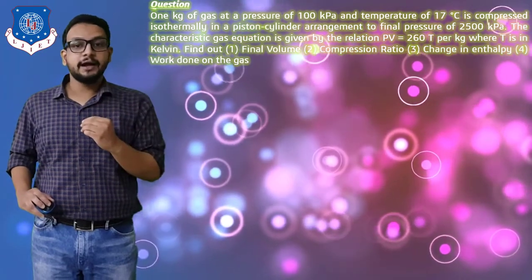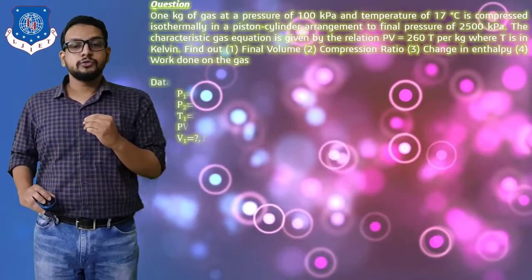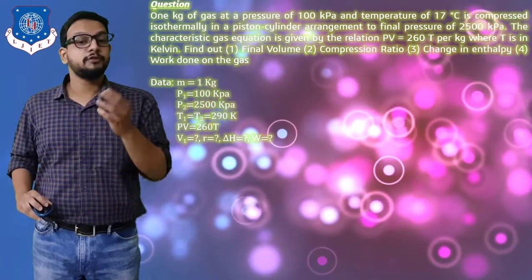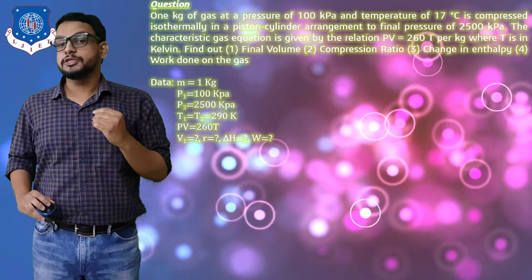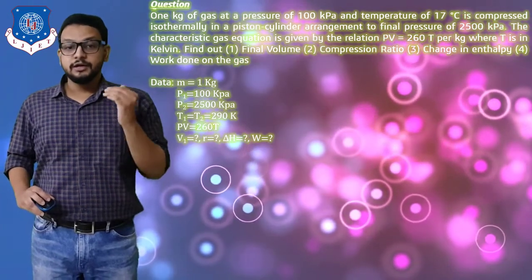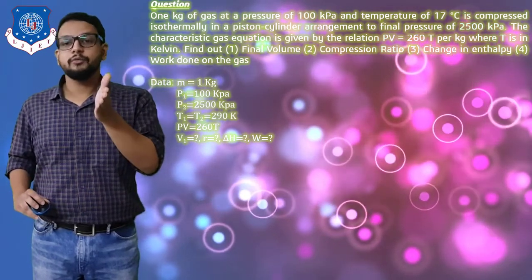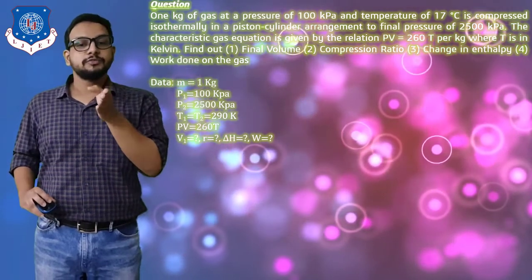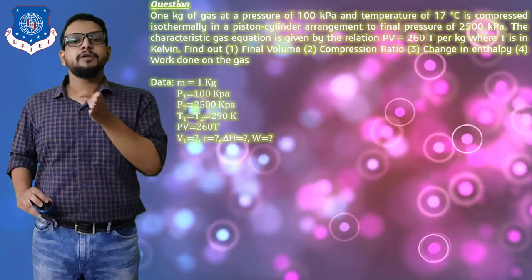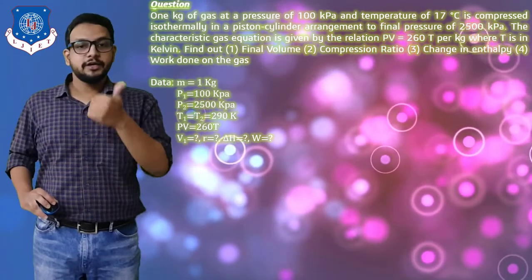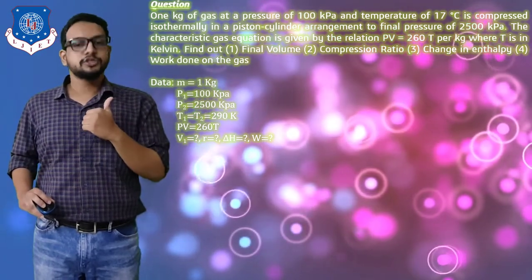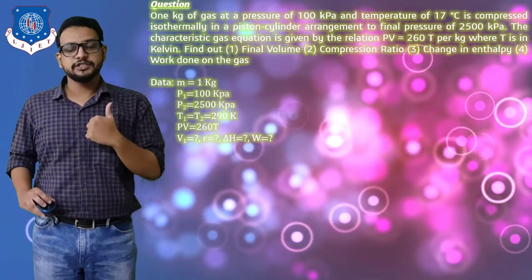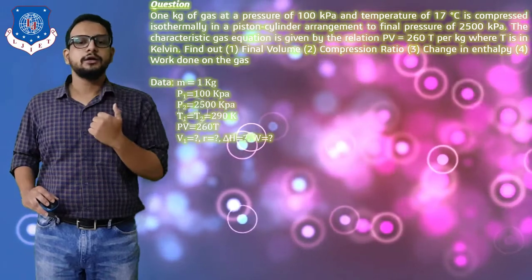Now let's begin by writing the data. As you can see, I have written the data. m = 1 kg, pressure P1 is 100 kilopascal, P2 is 2500 kilopascal, T1 = T2, converting it in Kelvin, that is 17 + 273, which means 290 Kelvin, and PV = 260T. Now we need to determine V1, the compression ratio, that is small r, delta H, change in enthalpy, and work done.